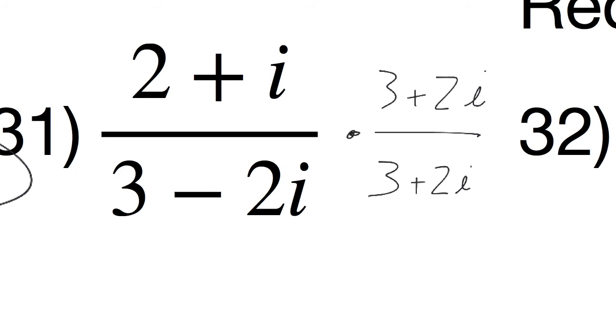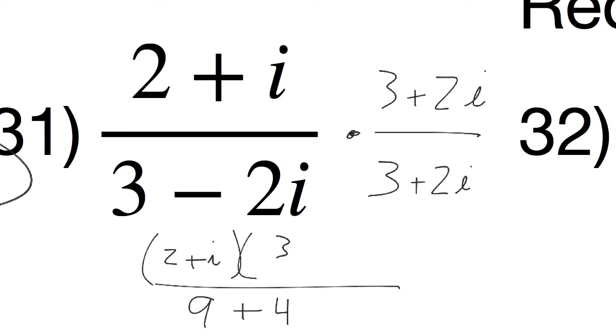I just did it, so we can see that the inside and the outside terms are going to cancel. Really, in the denominator, it's just going to be 3 squared, which is 9, and 2i squared, which is negative 4. So minus negative 4 would be plus 4. And at the top, this is 2 plus i times 3 plus 2i.